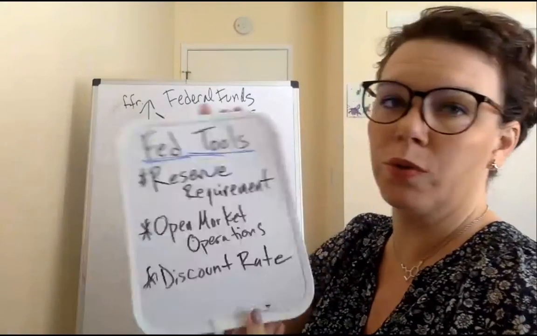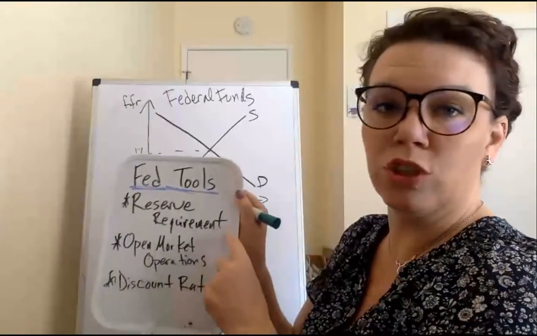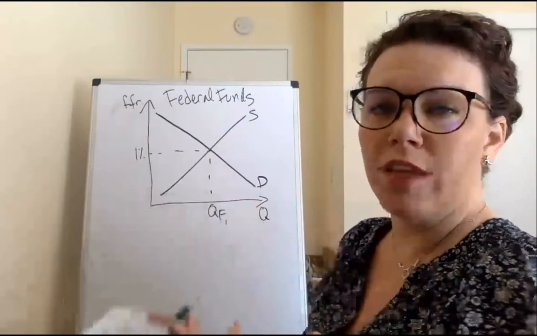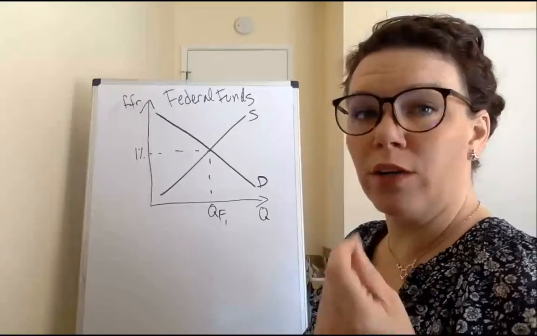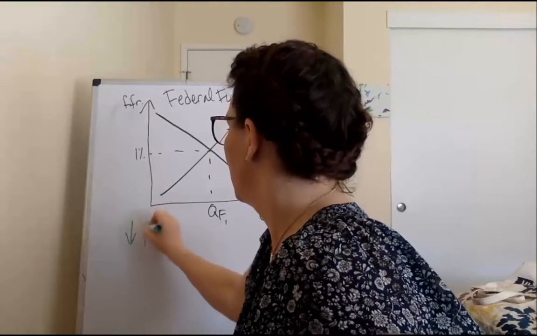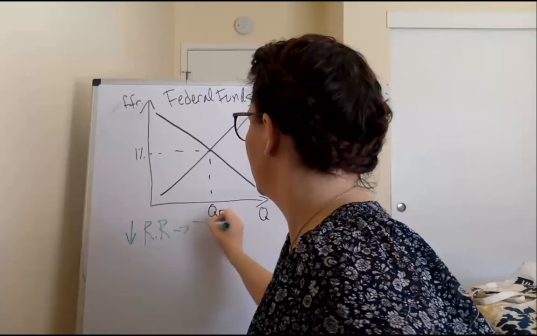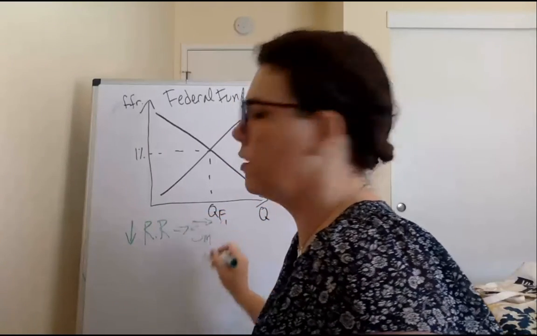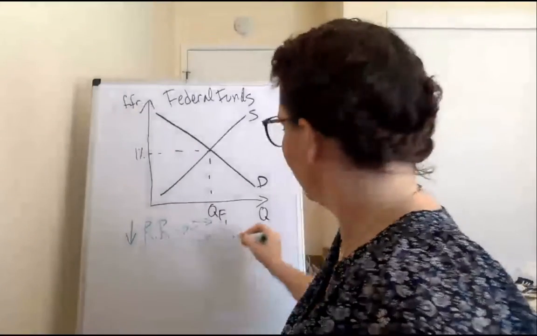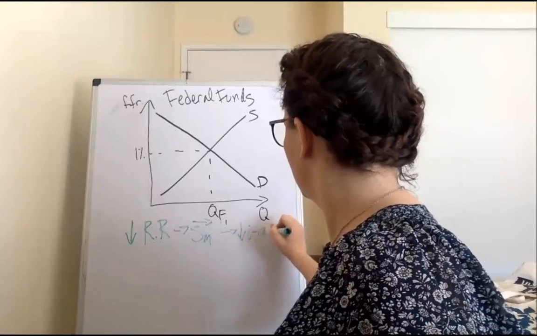And so they're going to use one of their three tools to do that. If they want to use reserve requirements, what they'll do is lower that required reserve ratio. So if we decrease the required reserve ratio, that's going to have the effect of increasing the supply of money, and that's going to have the effect of lowering interest rates.